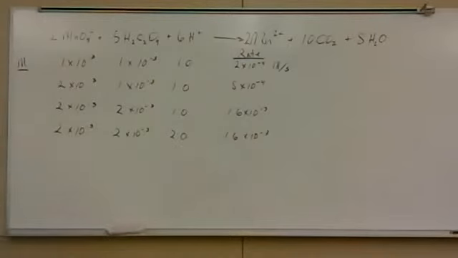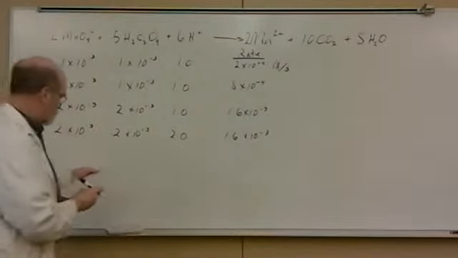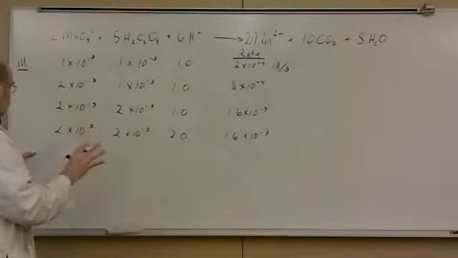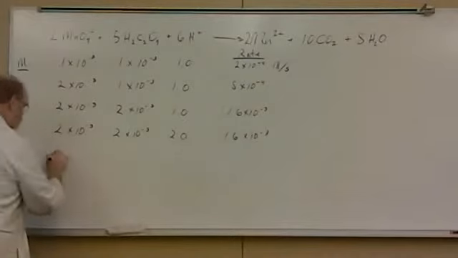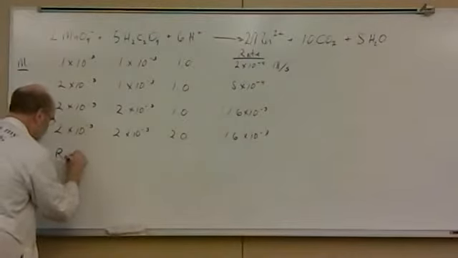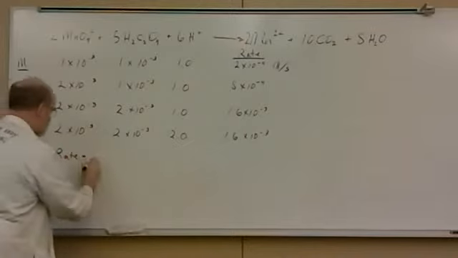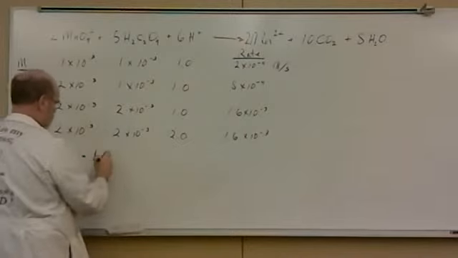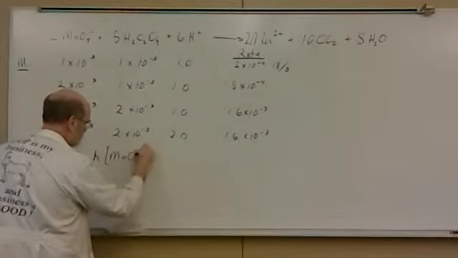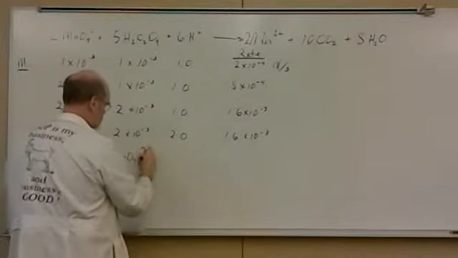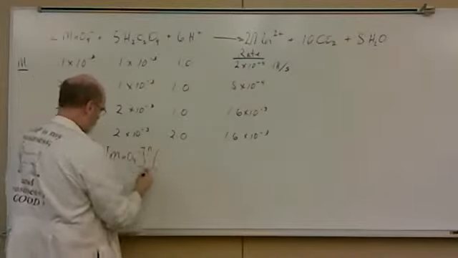Okay, so how do we do that? Well, we do ratios. First of all, let's write the rate expression for this experiment, for that equation. We'll use the differential version. There's a K for this reaction. And then for each of the components, we have an order.